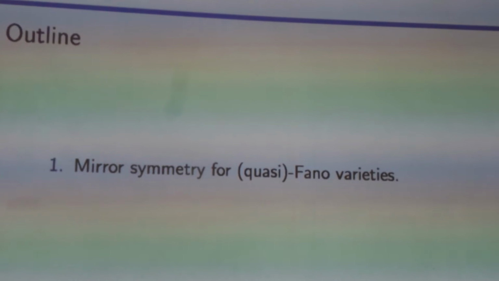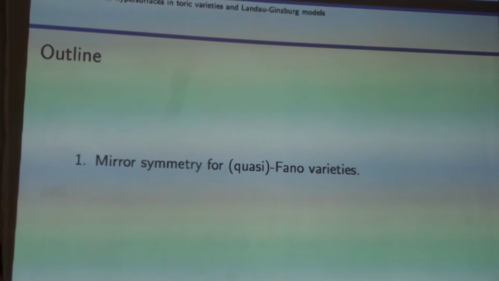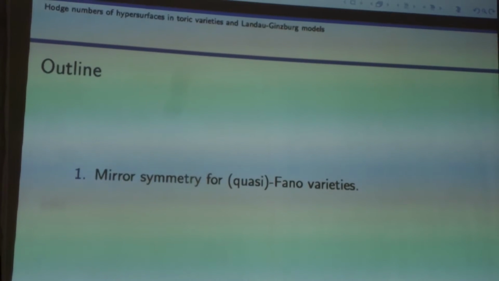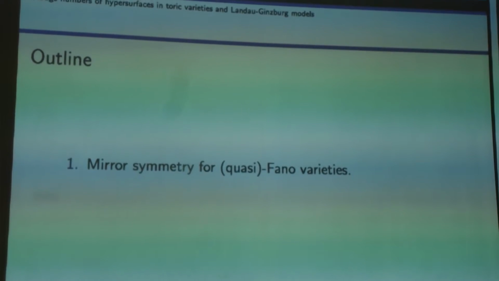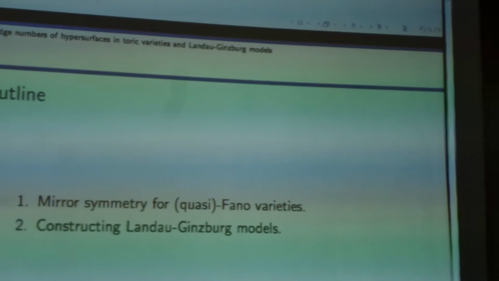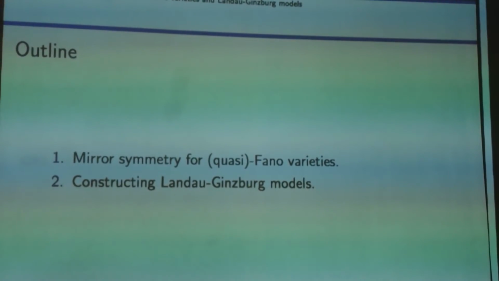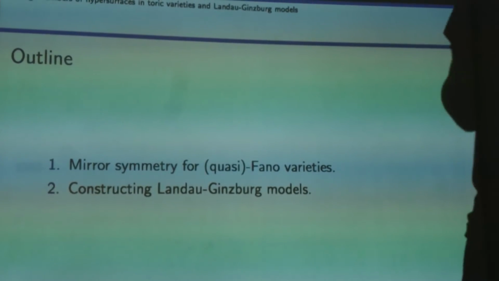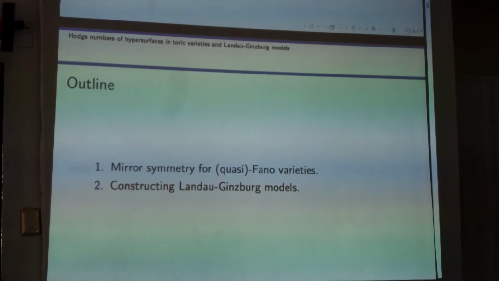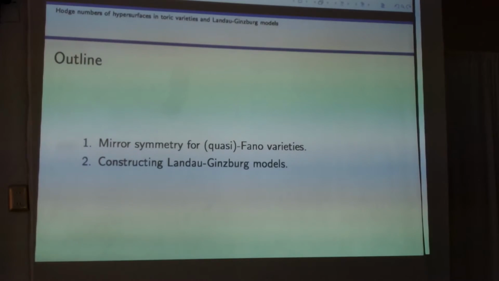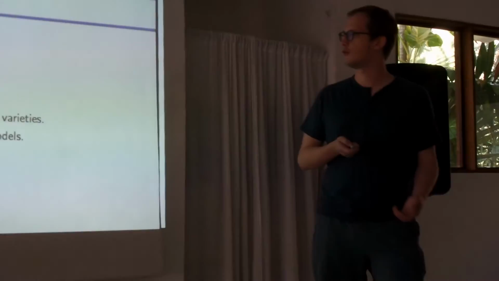Just an outline. First, I'll talk about mirror symmetry for Fano varieties and what I call quasi-Fano varieties. I don't have an actual definition in mind, but these are things that look like Fano varieties. I'll talk about constructing Landau-Ginzburg models for these, which are the mirrors of these Fano varieties.